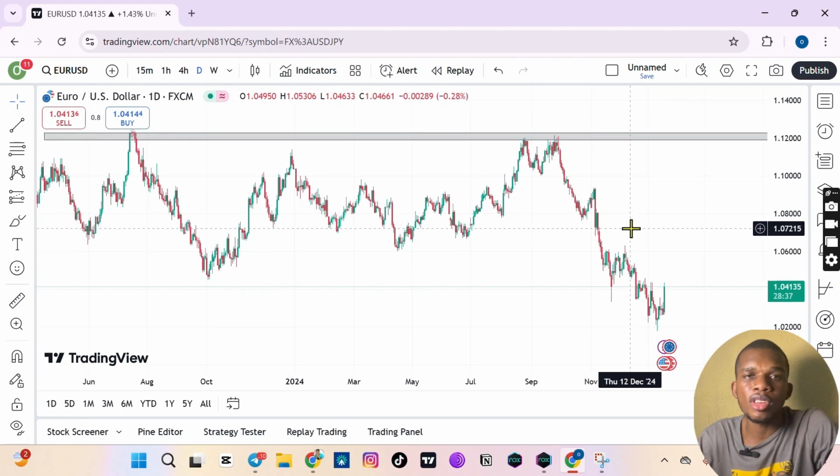Hello guys, I'm about to share a strategy that will completely change the way that you trade. This strategy is so simple that a 10-year-old can actually apply it and use it to make a lot of money in the market. Now, without any further ado, let's jump into my chart so that I can show you step by step how to actually use this strategy.